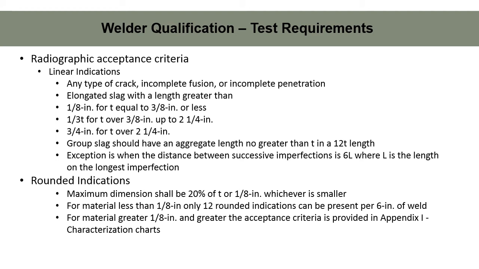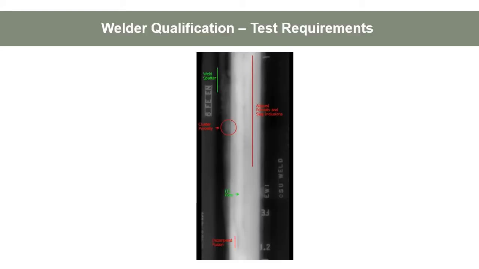So it lines you out pretty well as far as what your acceptance criteria are for radiographic acceptance of a welder qualification test. And this varies from code to code. On this slide, you can see we've got a radiograph. Somebody has done a welder qualification, and we've got the radiography that they're going to use to qualify the welder.